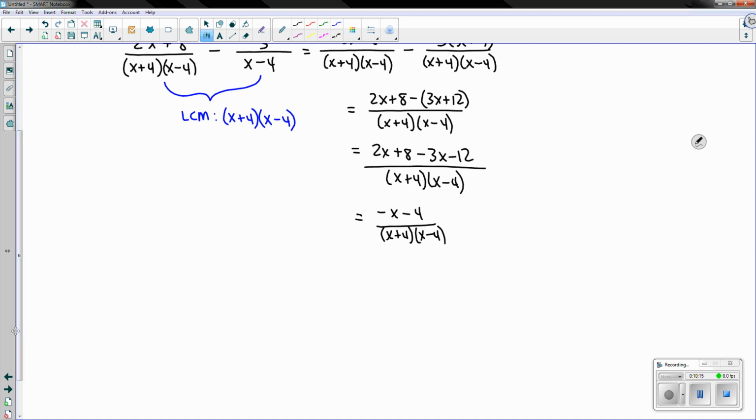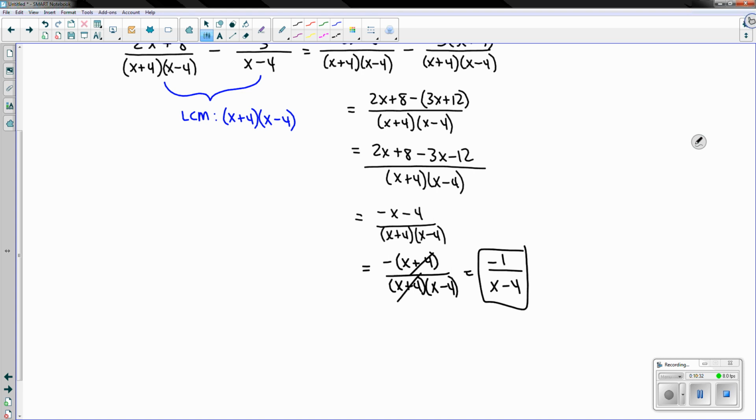Okay, then once we get our final result, look to simplify further. So we're going to say, well, we can take out a -1 from the top, and we're going to get x plus 4. And that will allow us to cancel with that x plus 4 on the bottom to get a fully simplified answer of -1 over x minus 4.